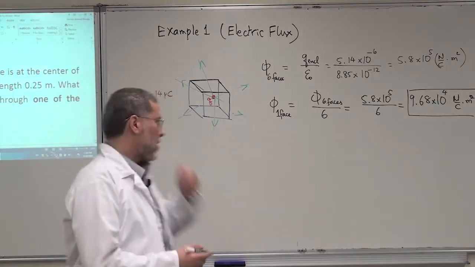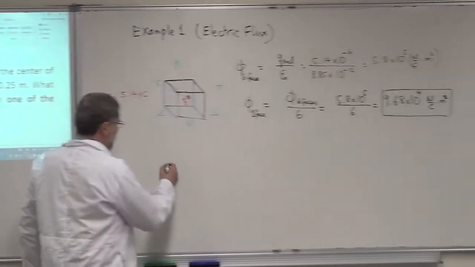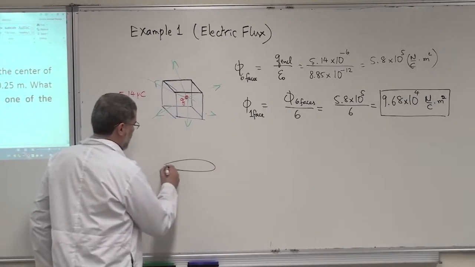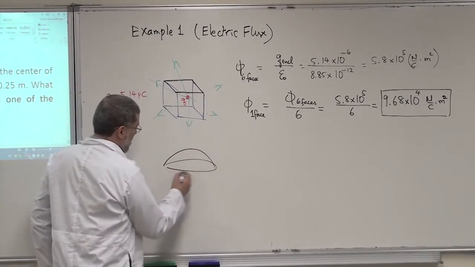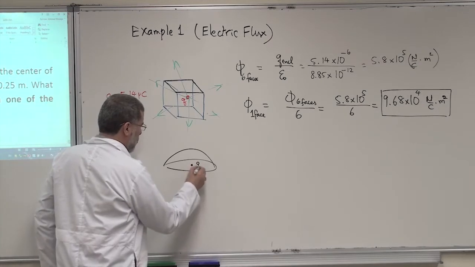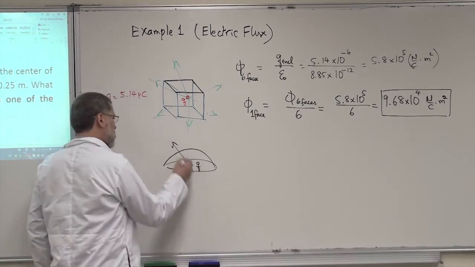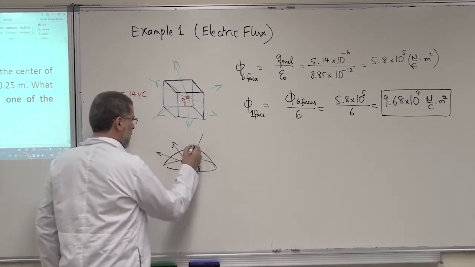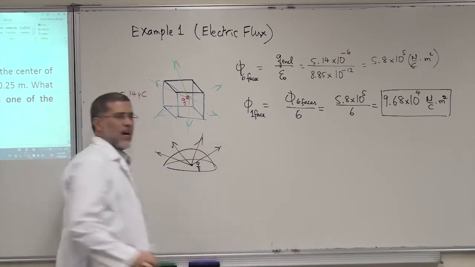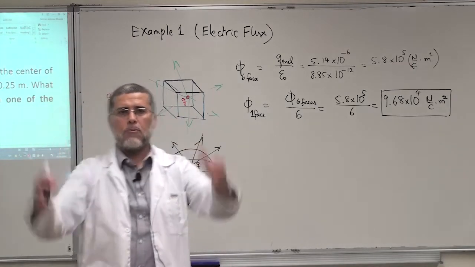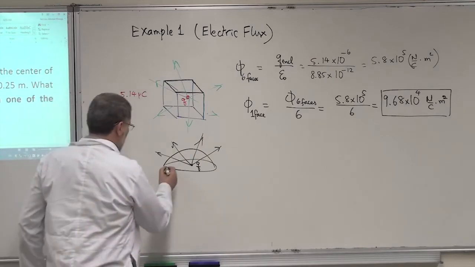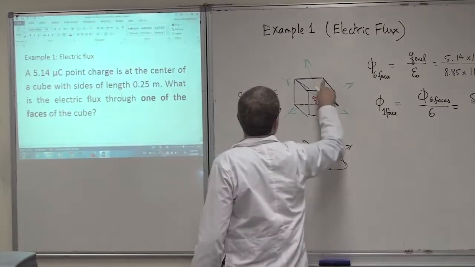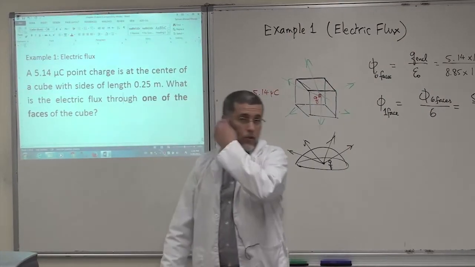Now you might ask another question. Imagine you now have a hemisphere, and he asks about the flux through this hemisphere. You see the electric field lines crossing this hemisphere, which is half of a sphere. It's like a dome, of radius r. By the way, in this problem, it gave you the length of the side. You don't need the length.